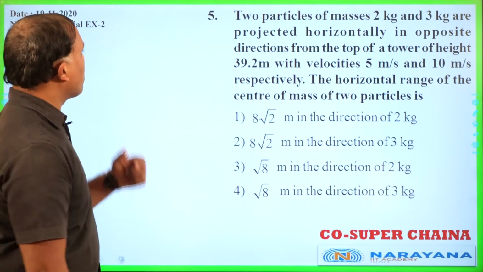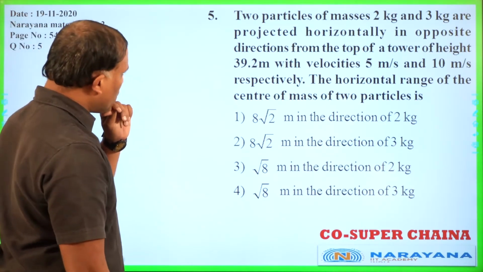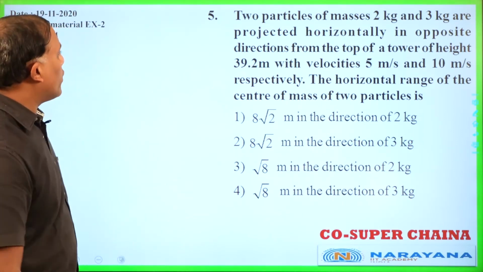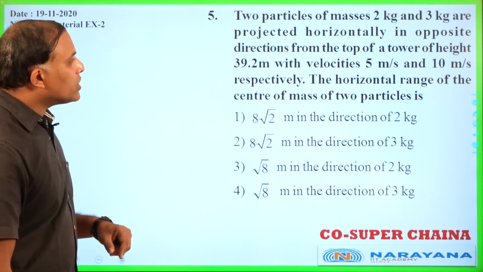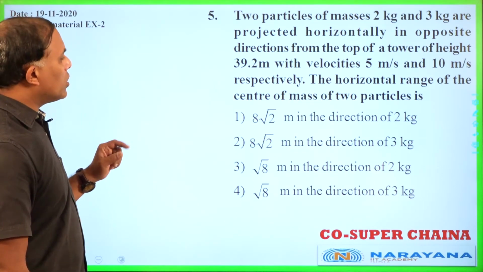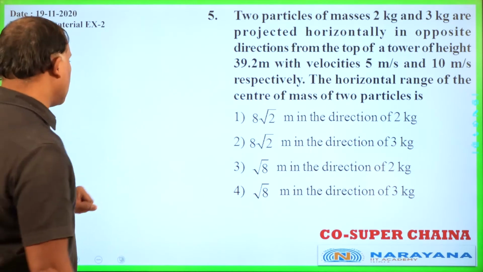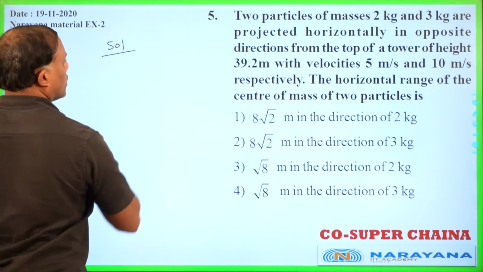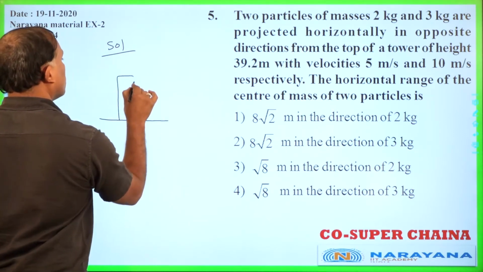Next question. Two particles of masses 2 kg and 3 kg are projected horizontally in opposite directions from the top of a tower of height 39.2 meters with velocities 5 meters per second and 10 meters per second respectively. The horizontal range of center of mass of the two particles is? So now you can see here, for example, this is the body.